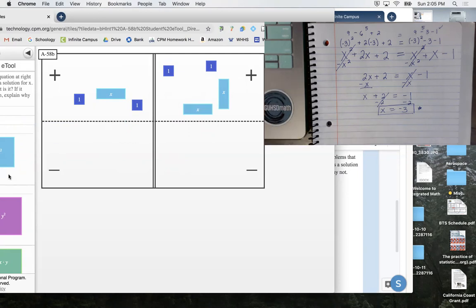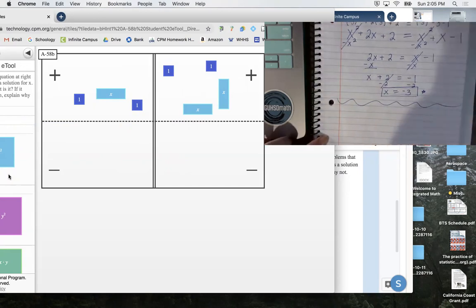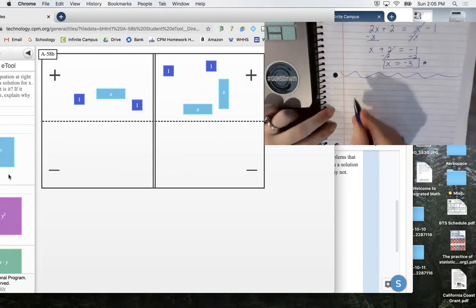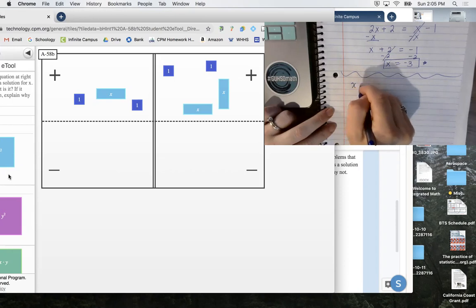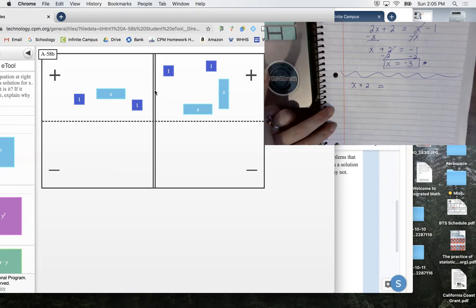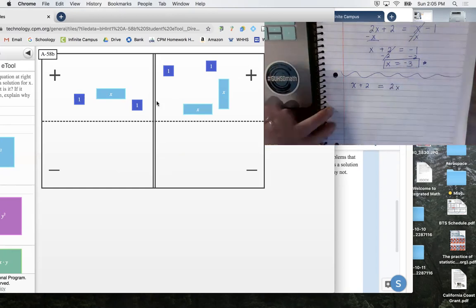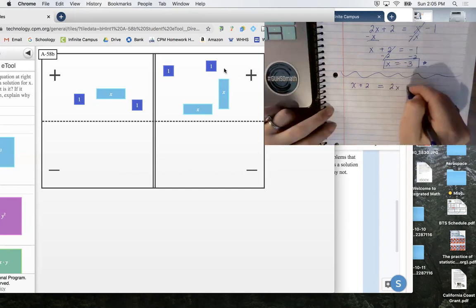Okay, and it means that I am left with, now I go to my paper and pencil, or pen in this case, but I'm going to be left with x plus 2 on this side and equals, again, remember, this is literally like an equal sign. And on this side, I have 2x and then plus 2.